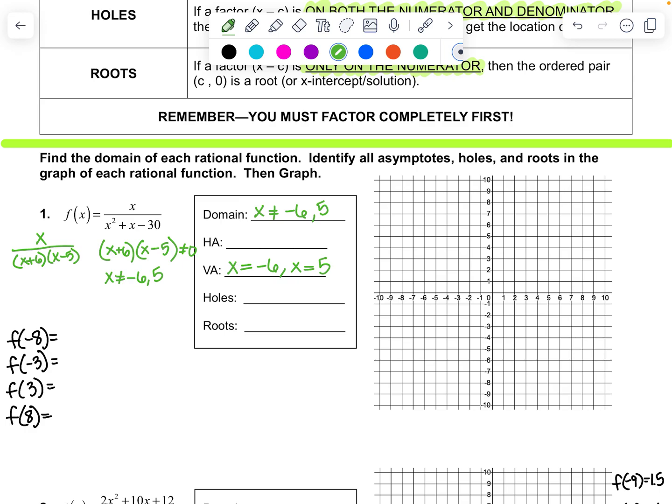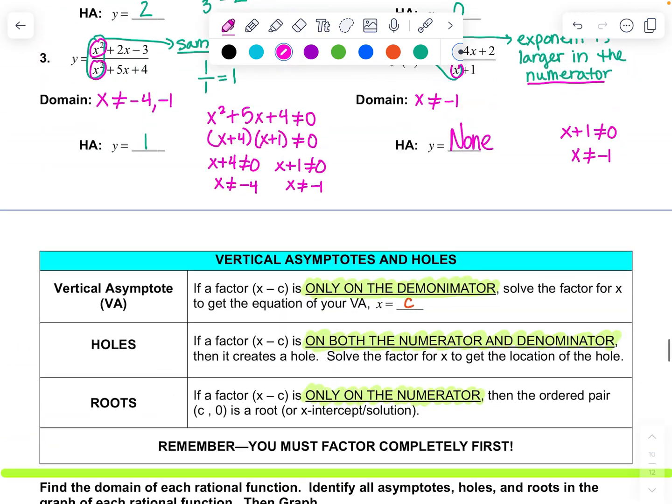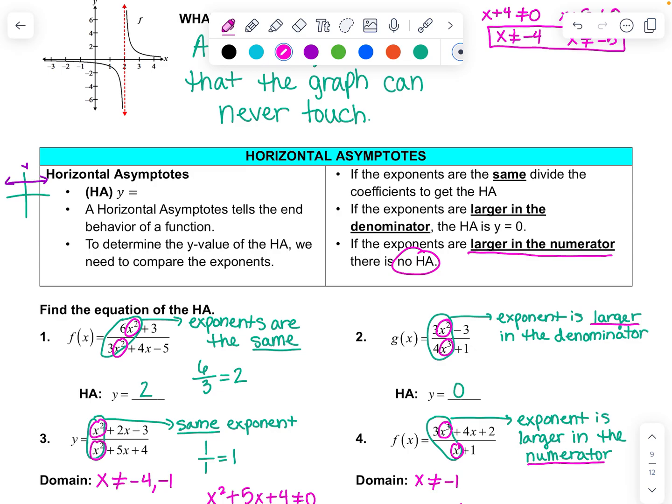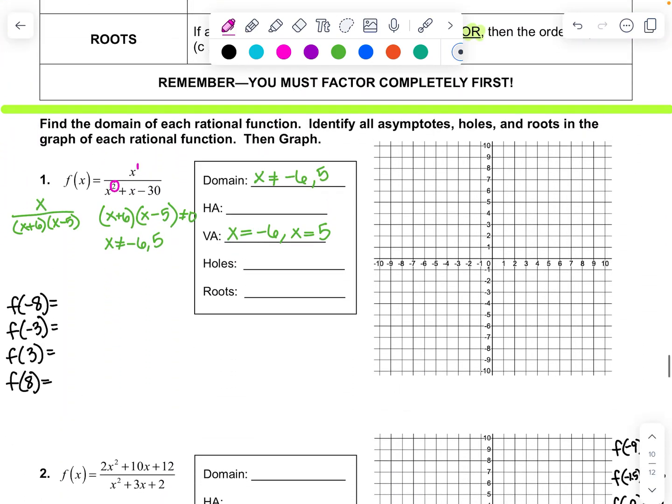They are domain restrictions, which means they're going to create vertical asymptotes there, so our graph will never cross them. Our horizontal asymptote goes off of our exponents. I see an exponent 1 in the numerator and exponent 2 in the denominator. So we have the larger exponent in the denominator. If we go back to our rules, a larger exponent in the denominator means that the horizontal asymptote is 0. So y is equal to 0.